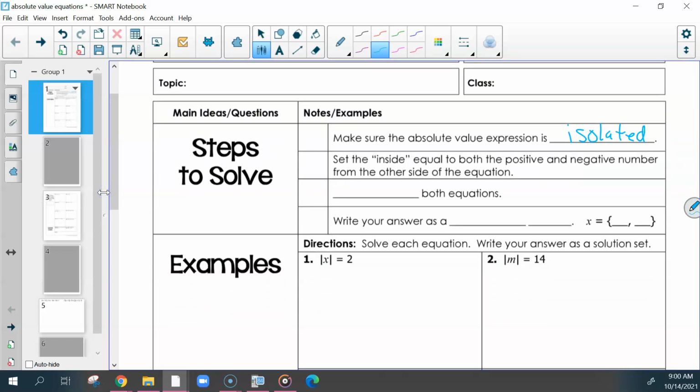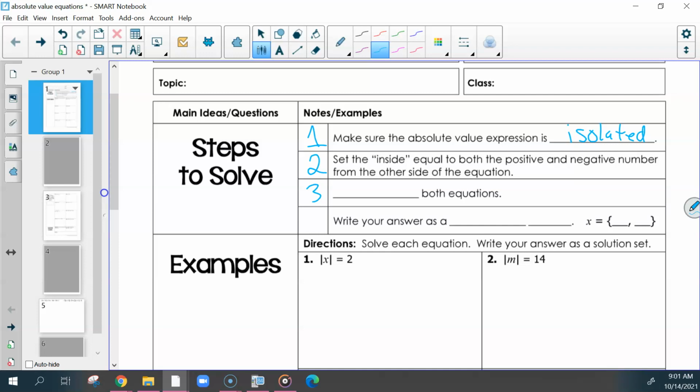And then we're going to set the inside, so whatever is inside of the absolute value sign, we're going to set that equal to whatever number it says, but the positive and negative version of that. Remember that absolute value sign measures distance. So if I have -5 in absolute value, that's just telling me I'm 5 away from 0, both negative and positive in that direction. So I have to set it to both the negative and positive of whatever number it is.